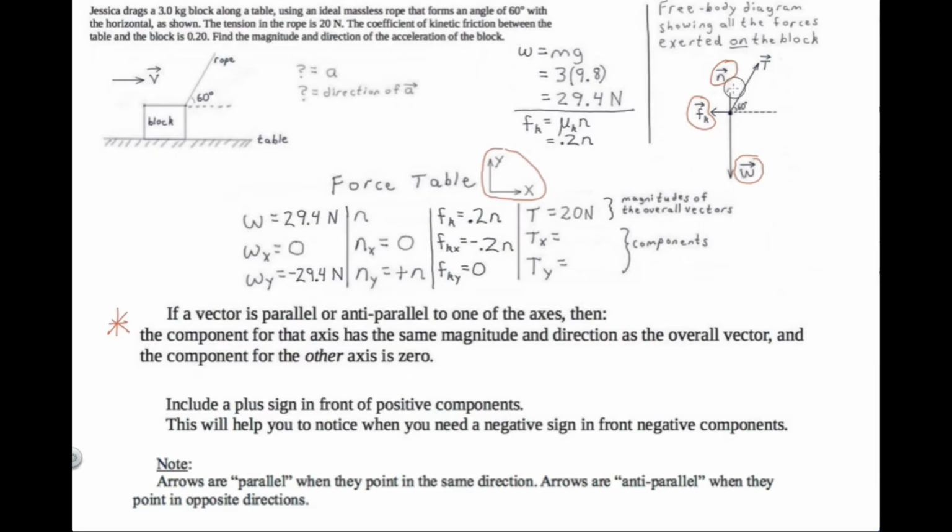The normal force is parallel to the y-axis, the kinetic friction force is anti-parallel to the x-axis, and the weight force is anti-parallel to the y-axis. So we can use this rule to break all three of these forces into components. The weight force points down, which is our negative y direction. So W sub y is negative. W sub y has the same magnitude as the overall weight force, 29.4 newtons, and the other component, the x component, is 0. It's crucial to include this negative sign on W sub y.